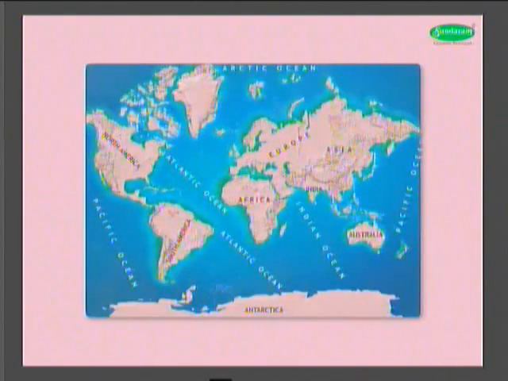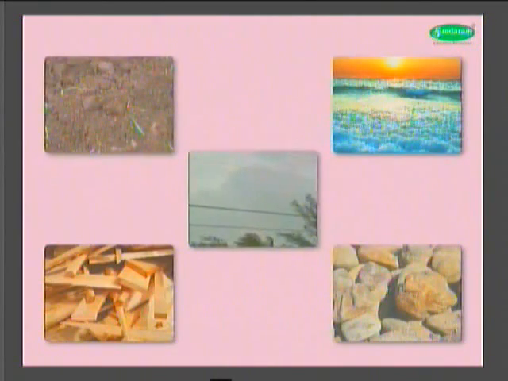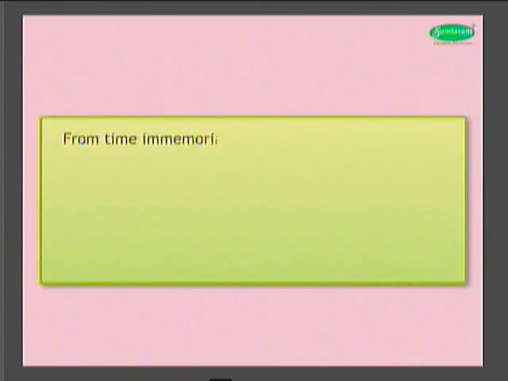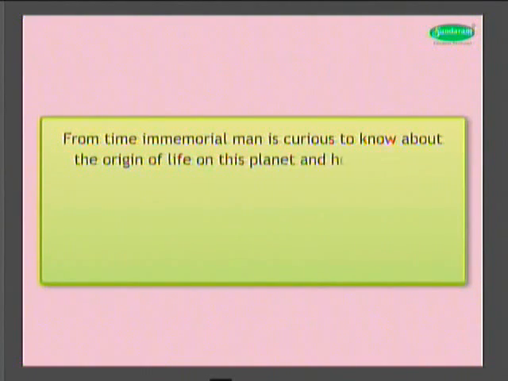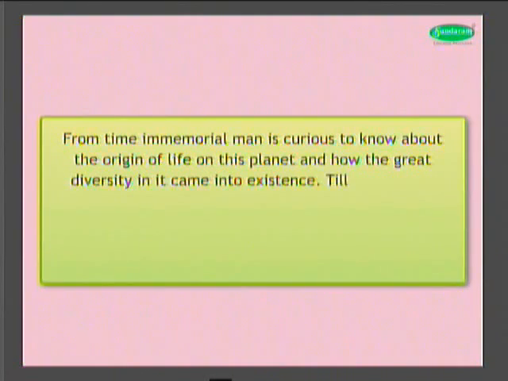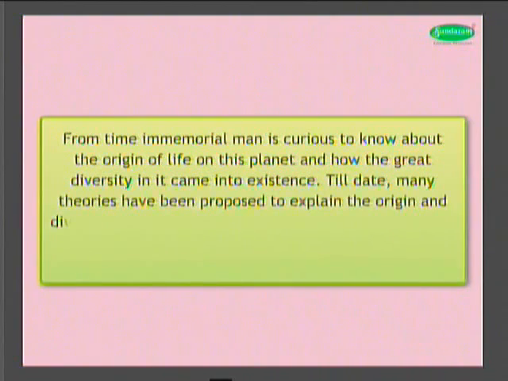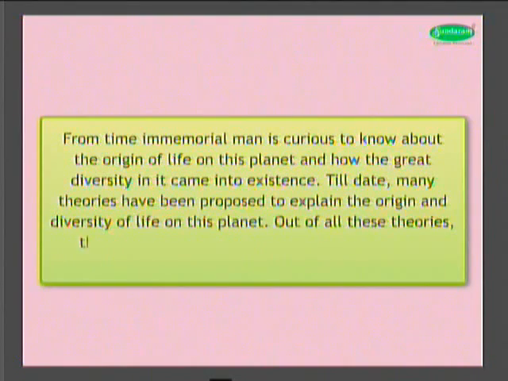Life is present on all parts of the earth from equator to the poles, in the air, soil, sea, wood, rock, etc. From time immemorial, man is curious to know about the origin of life on this planet and how the great diversity in it came into existence. Till date, many theories have been proposed to explain the origin and diversity of life on this planet. Out of all these theories, the theory of the evolution of life is the most widely accepted.